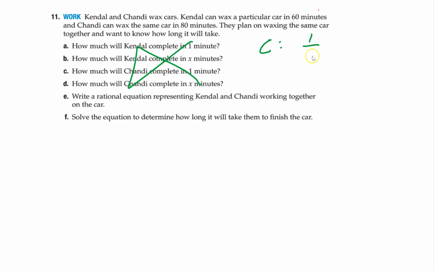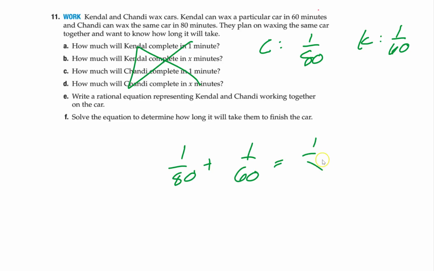So again, Candy can do it in 80 minutes. I can't get over their names. Kendo could do it in 60 minutes. How long would it take them to do together? You just go 1/80 plus 1/60 equals 1/x. So now we know the rate that Kendo and Candy could wax cars, in quotes. So, how do we solve this? How long would it take them to do together?